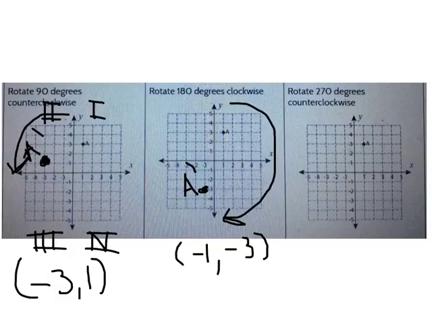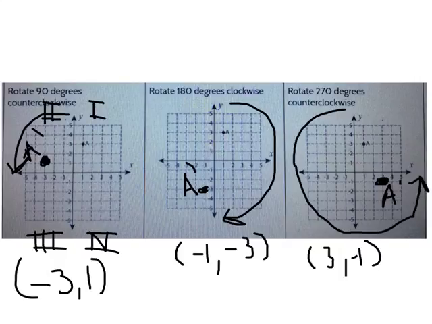Now, on our final example, rotate A 270 degrees counterclockwise. Which quadrant will it end up in? A will end up in quadrant 4. Go ahead and make that rotation now. Enter the new ordered pair for A' in the boxes. A' is at 3, -1.